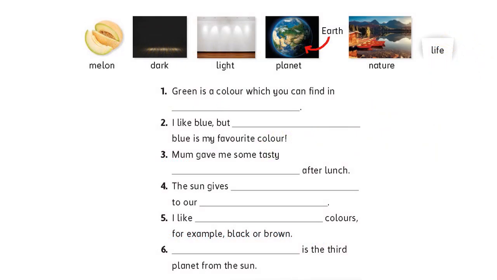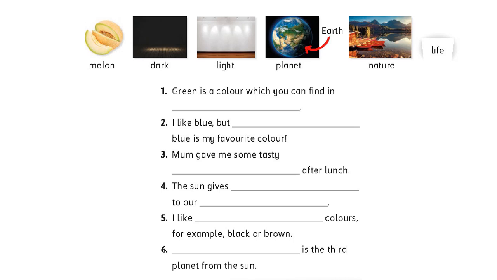These are the vocabulary words that we studied in the first lesson. The word melon is a kind of fruit. Dark and light are opposites. Dark is a shade of color. Light also is a shade of color. You can say dark brown, dark blue, light blue. Planet, that revolves around the sun. Earth, the name of our planet. We have the words nature and life around us.